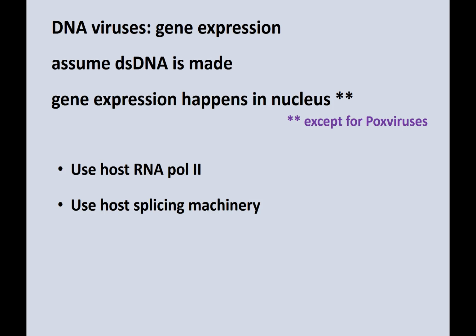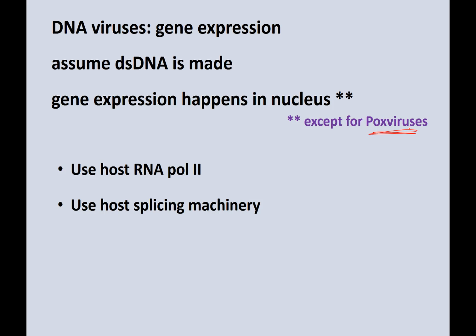All right, so for gene expression, we're going to assume the double-stranded DNA is made and that the gene expression is happening in the nucleus. And this is true for all of these different viruses except for Poxviruses, which is like smallpox, vaccinia virus, cowpox, monkeypox. These are large DNA viruses that replicate and express their genes in the cytoplasm. So I'll show you a little information about that.